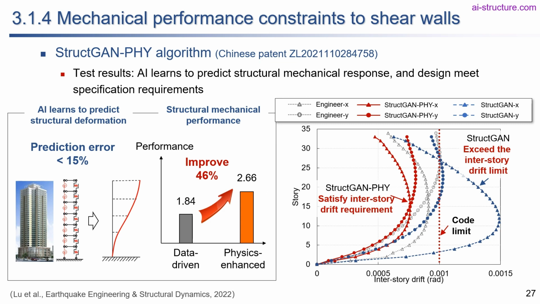The design performance is improved by 46% when compared to the data-driven method. The design of the data-driven method exceeds the specification limits, whereas the interstory drift ratio of this method effectively meets the specification requirements.